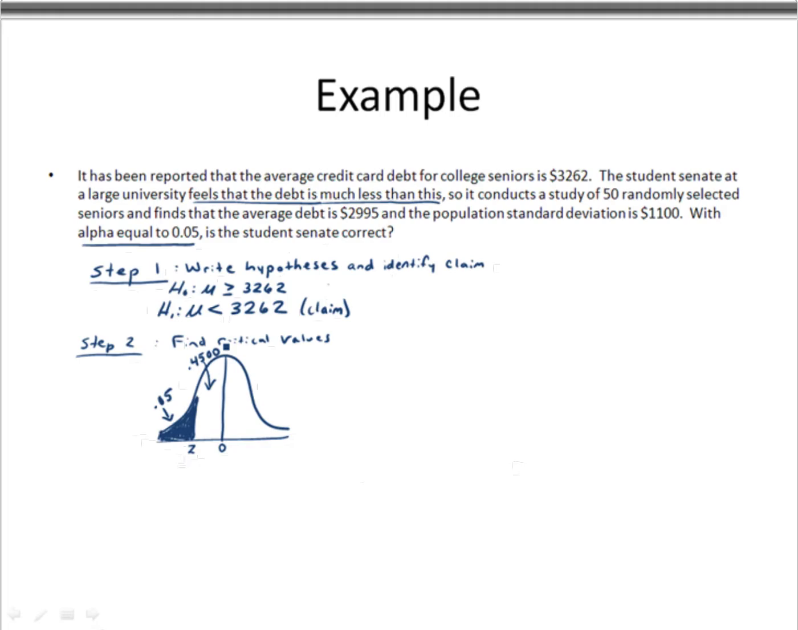And looking that up in table E, I can determine that my critical value is going to be negative, because it's on the left, 1.65.